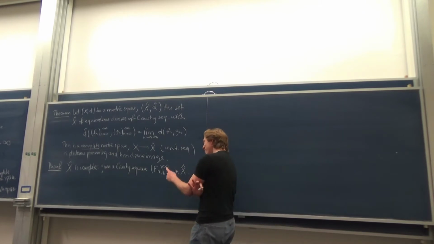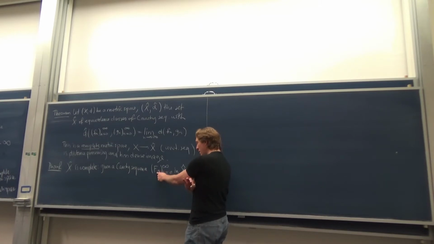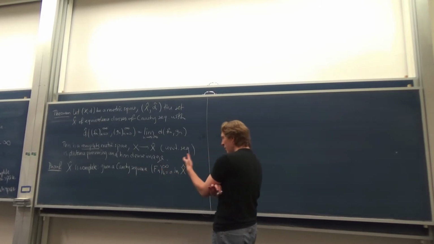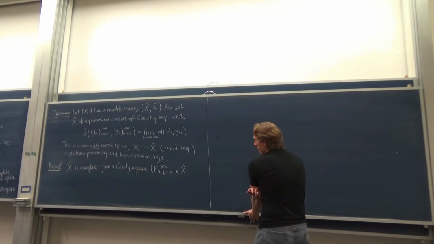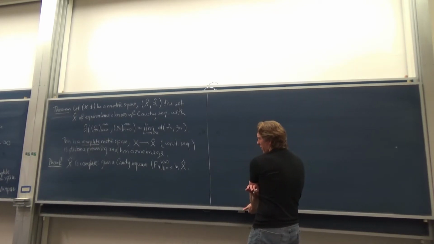Right, so each Fn is itself a Cauchy sequence, or rather an equivalence class of Cauchy sequences. So Fn, for a fixed n, is a Cauchy sequence in X. So this is a Cauchy sequence of Cauchy sequences, and somehow I've got to construct the limit. Well, there's a few ways of going about that.